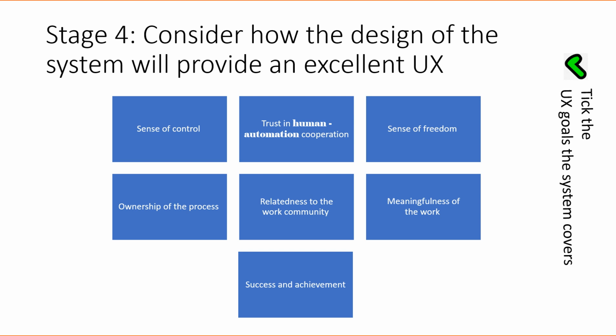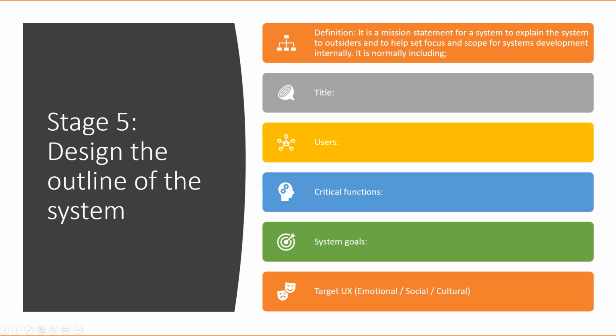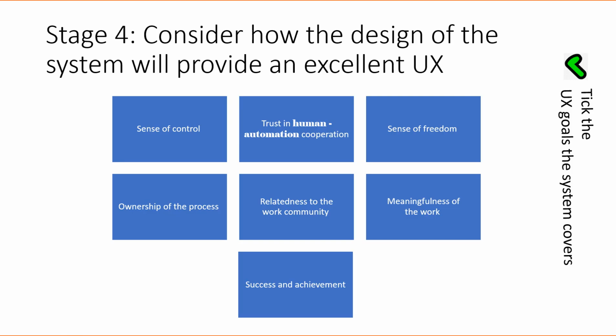So, the sense of control that the user will have using your system; trust in human automation cooperation, meaning that the customer needs to trust in your system. Is the system reliable? You made it clear for the customer. Sense of freedom is pretty much related to the sense of control.